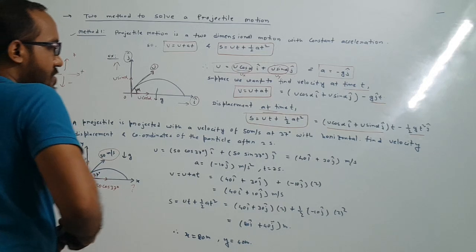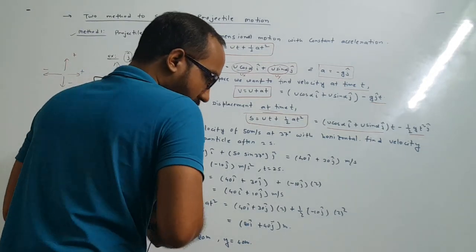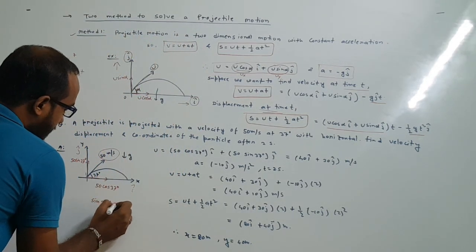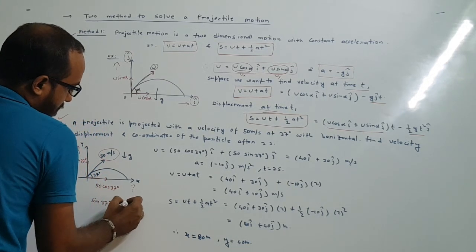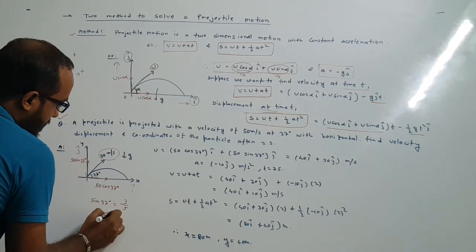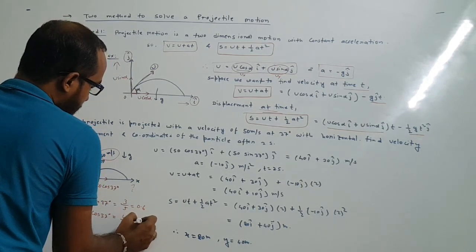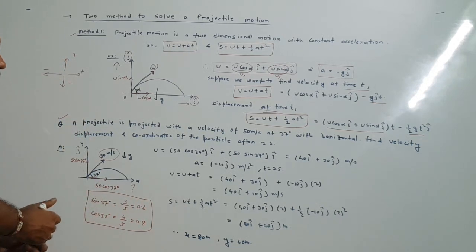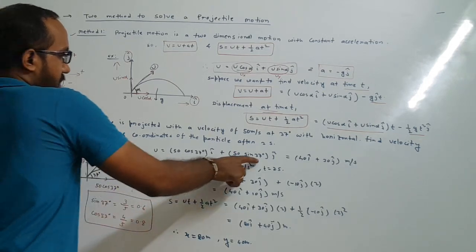So we already know the value of sin 37 degree is 3 by 5, and cos 37 degree is 4 by 5. This is 0.6 and this is 0.8. Remember these two values, I have already told you in kinematics. So put the values of cos 37 degree and sin 37 degree.